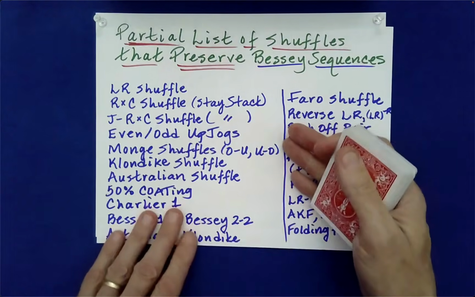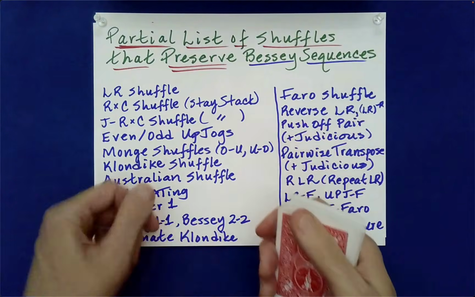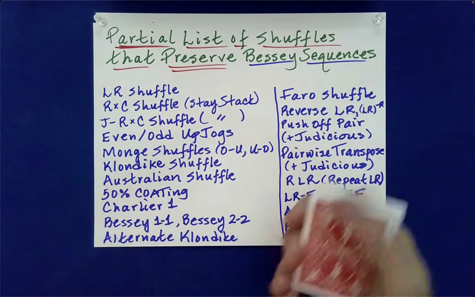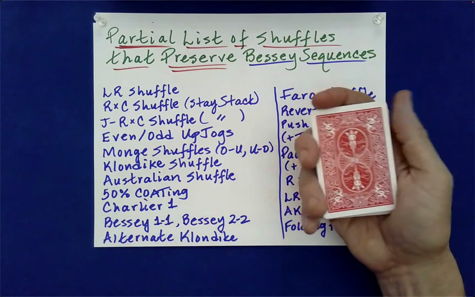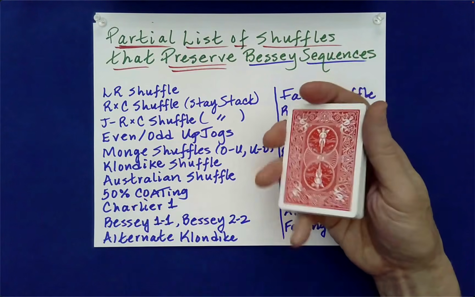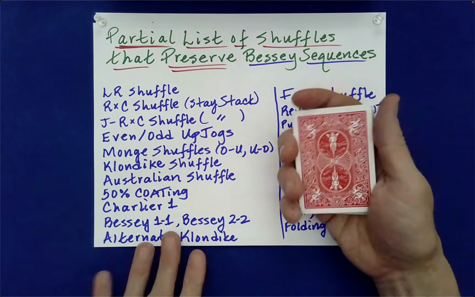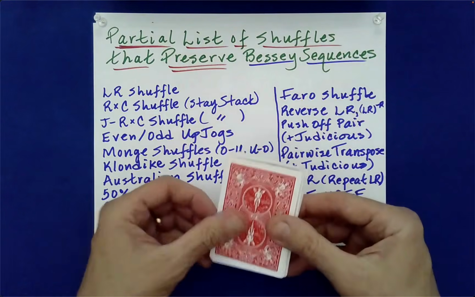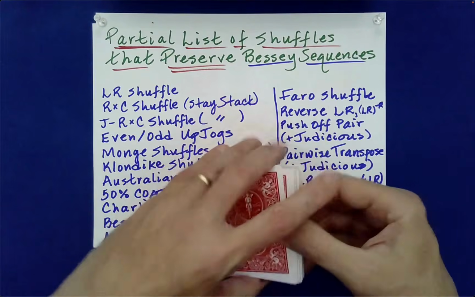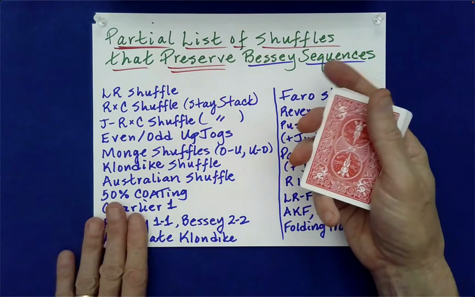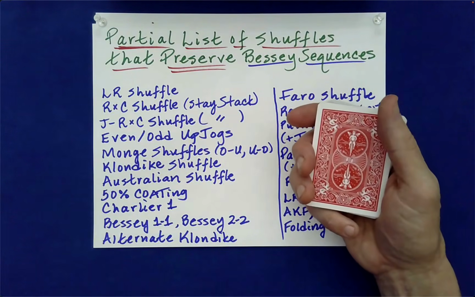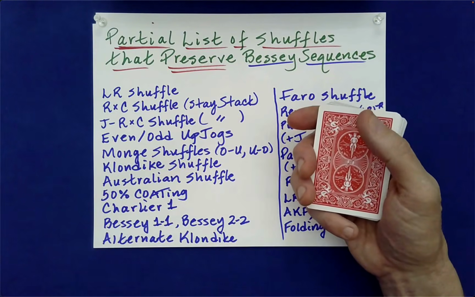The Australian shuffle, this is where you go down, under, down, under, down, under. It would work for this as well. It might take a little too long here just because of how many cards, but you can try that on your own. That's where you go down. Next one goes under, down. You can do a 50% coating. That's where you just deal out half the cards, drop the rest on top.